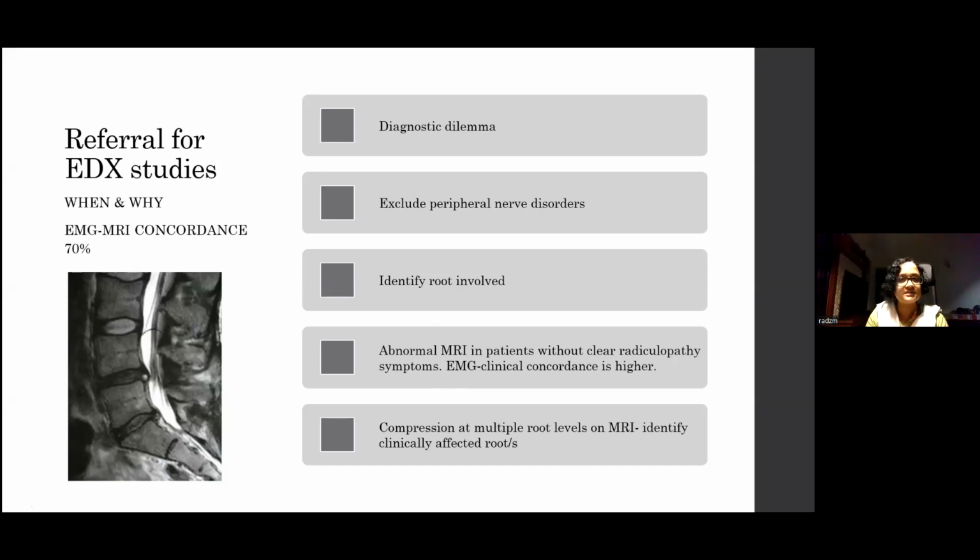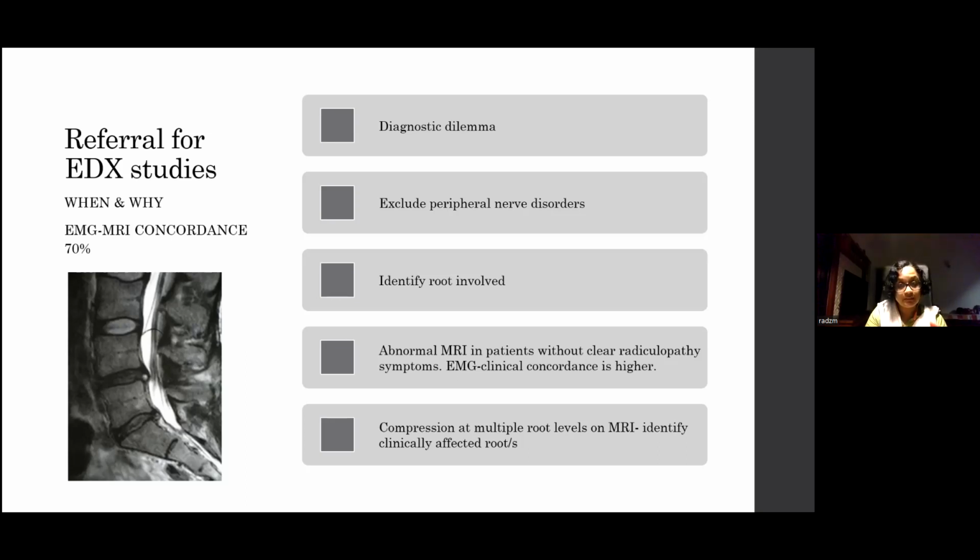And we may not be able to match up the clinical presentation and the MRI. In such cases, EMG is helpful because the EMG clinical concordance is much higher. So if the patient has clinical symptoms in one region, and that is because of denervation or radiculopathy there, the EMG will be abnormal, even if the MRI does not show any abnormality. So the EMG clinical concordance is higher.